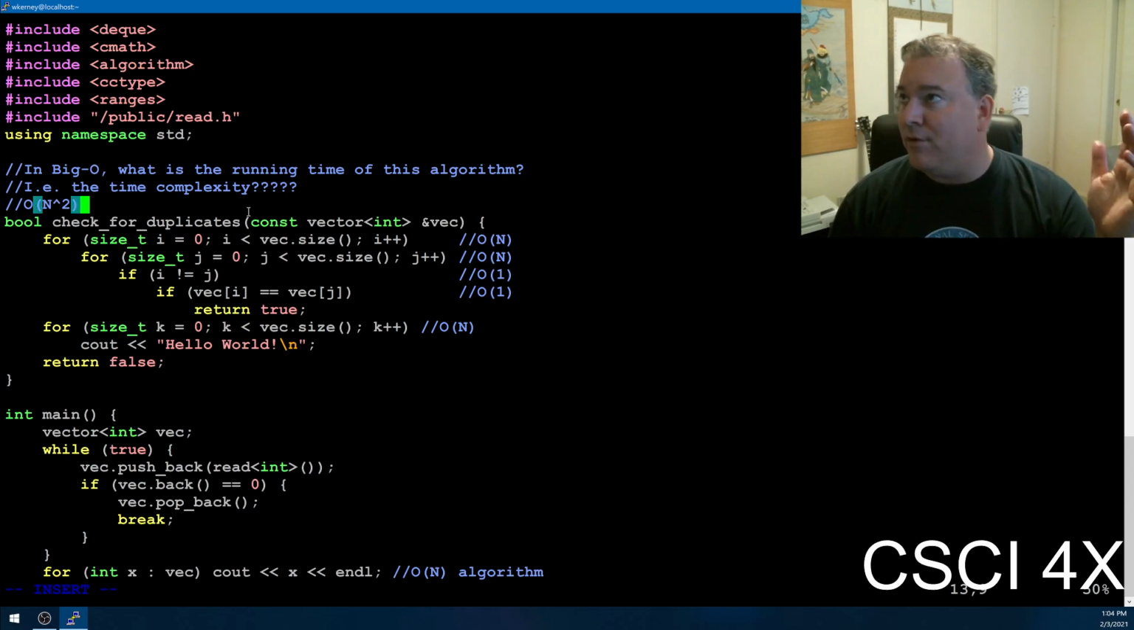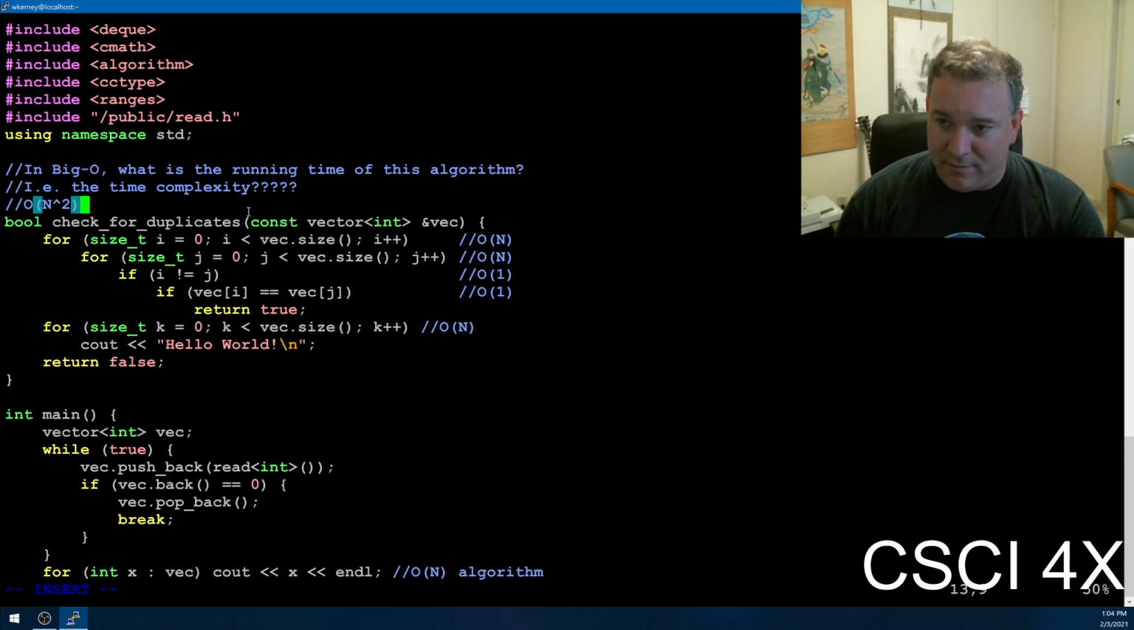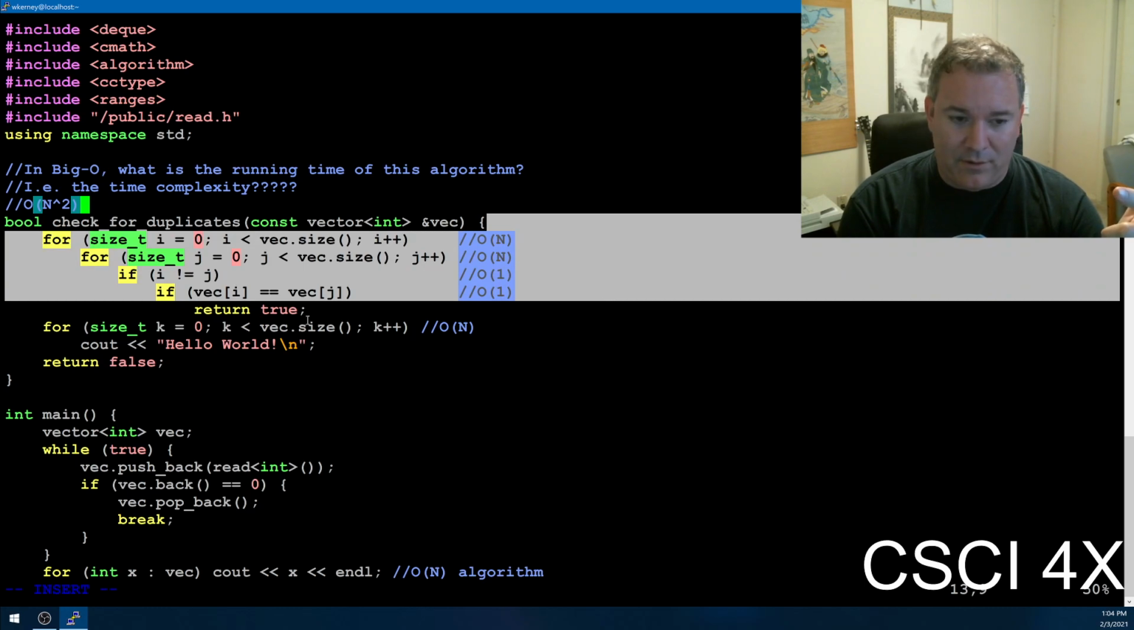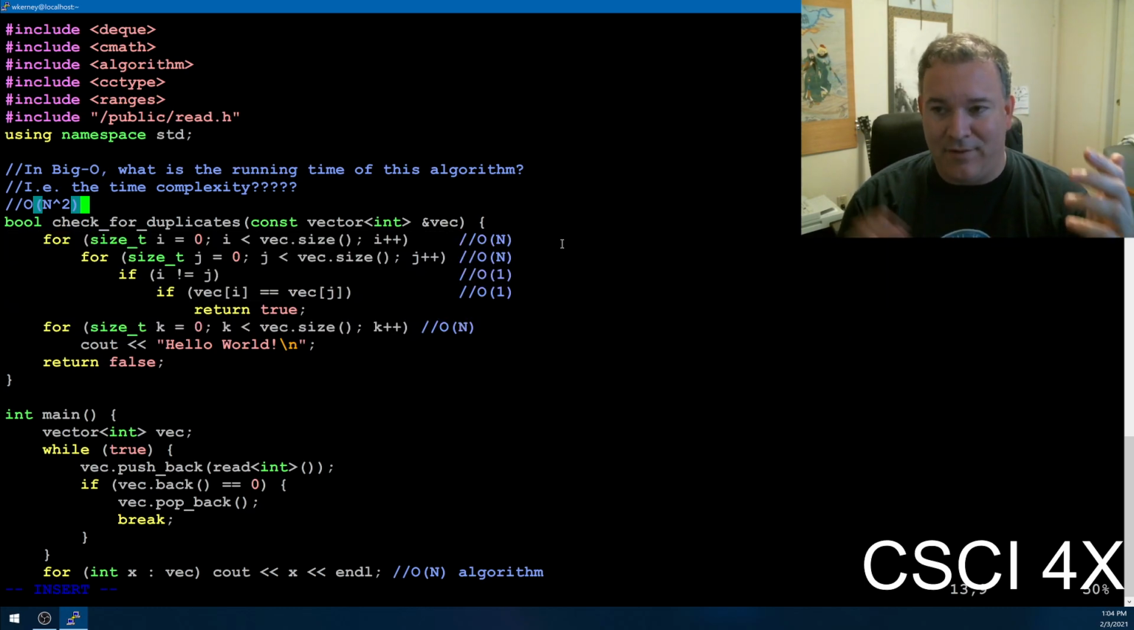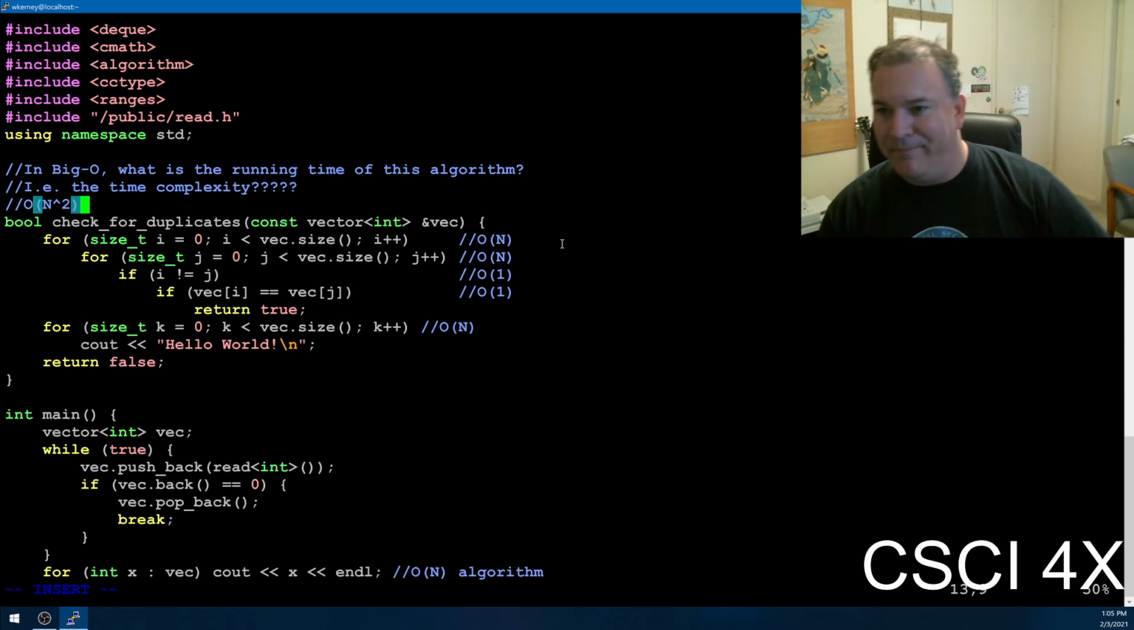I mean, think about it. If you've got a million elements in this vector, you would do a million times a million comparisons here, and then it would do one more million here. So it's the difference of a million and one or a million, right? Nobody cares if it's a million and one versus a million. Literally, we just don't care. For any size of any consequence, the n squared will be so much bigger than the n.